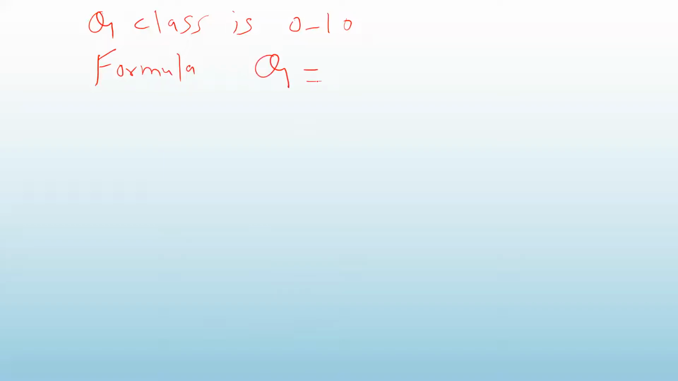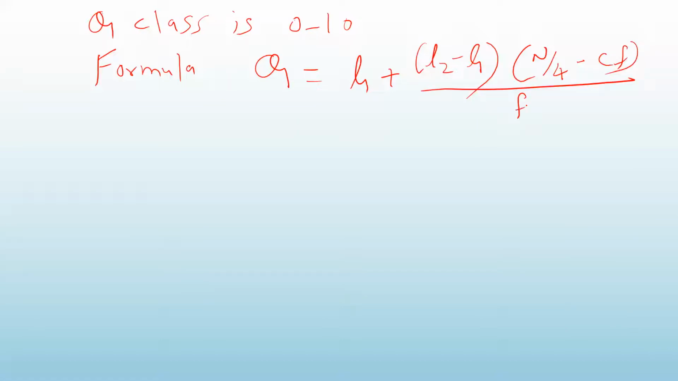Q1 is equal to L1 plus (L2 minus L1) into (N upon 4 minus CF) divided by F. Okay, where what is L1? L1 is what? Lower boundary of the Q1 class. This is my Q1 class. So L1 का value कितना है? 0. Lower boundary means ये. Upper boundary means what? L2 is 10.